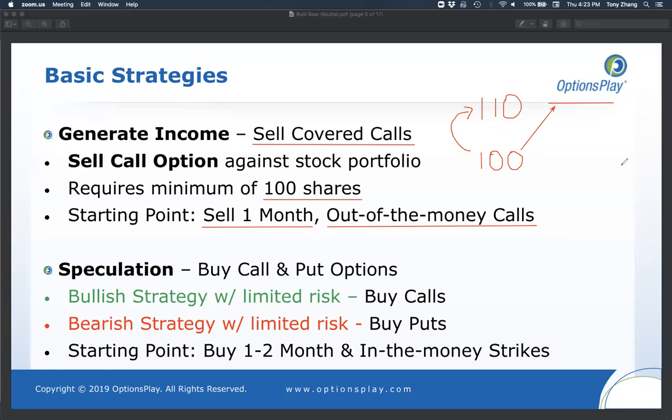So that's the general rule of thumb when you're thinking about covered calls. The best way to think about covered calls is to think about the current stock price and the fact that you want to sell that stock at a higher price.